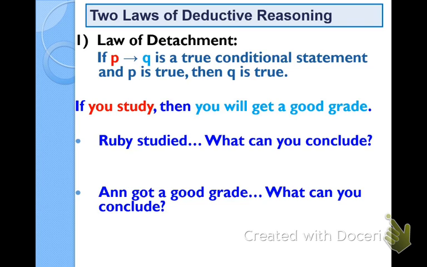Okay? Because again, in order for us to use the law of detachment, P is a hypothesis, P has to be fulfilled. That's why when Ruby studied, we could conclude she got a good grade. You cannot do the reverse. You can't say Anne got a good grade because she studied. You don't know. Anne could be very good at test taking. Some people are. Okay? So in order to use the law of detachment, the hypothesis has to be fulfilled.